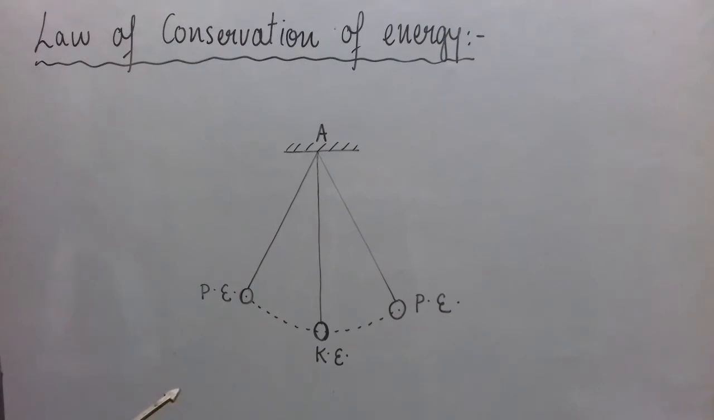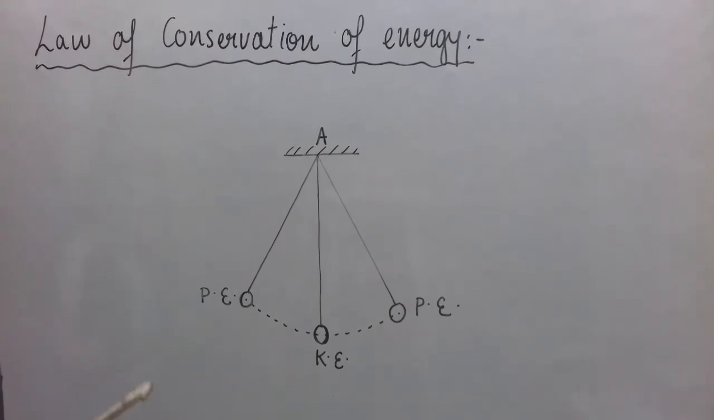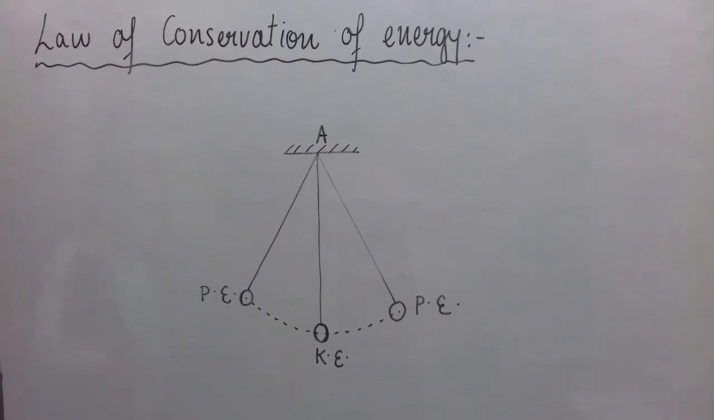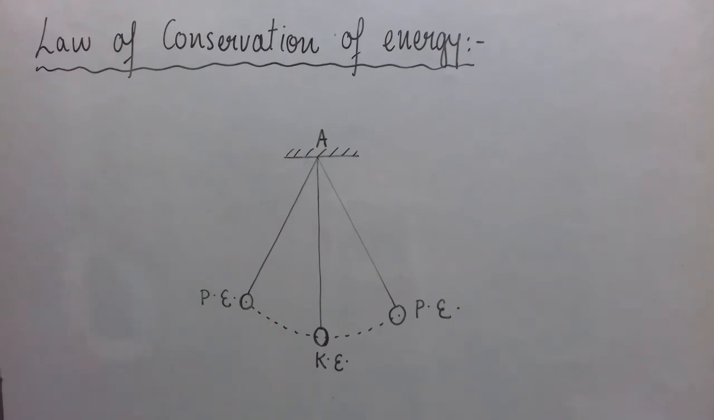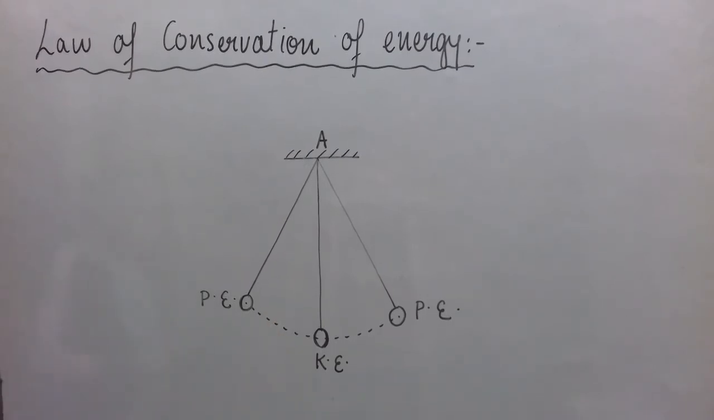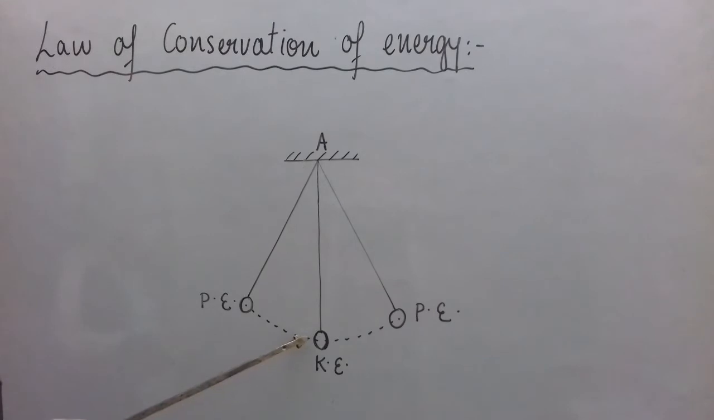Now let us consider an example of a simple pendulum. You know what a simple pendulum is? A point object, a massive object, like we can consider a bob. You must have seen it in a lab.